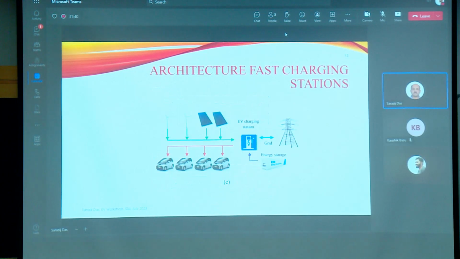And another interesting configuration which people are also considering is that you can also use local generation such as wind and solar to charge your car. So within the charging station you may have some amount of solar and wind power, and you consume that power locally for charging your cars, and the extra power needed you can bring from the grid.